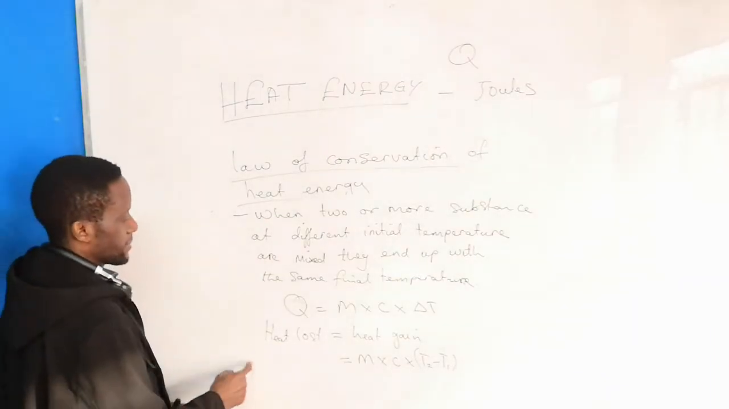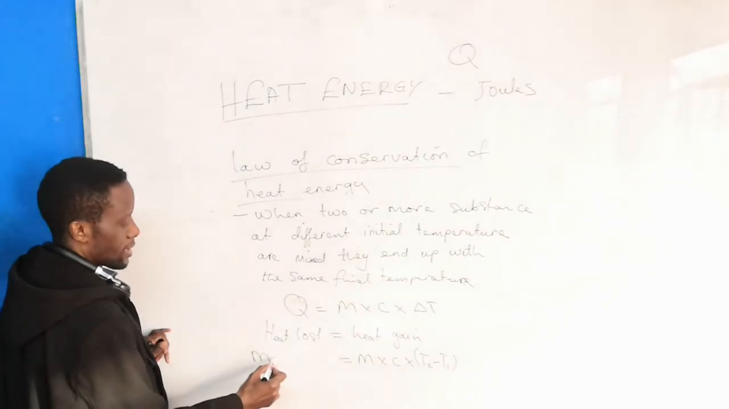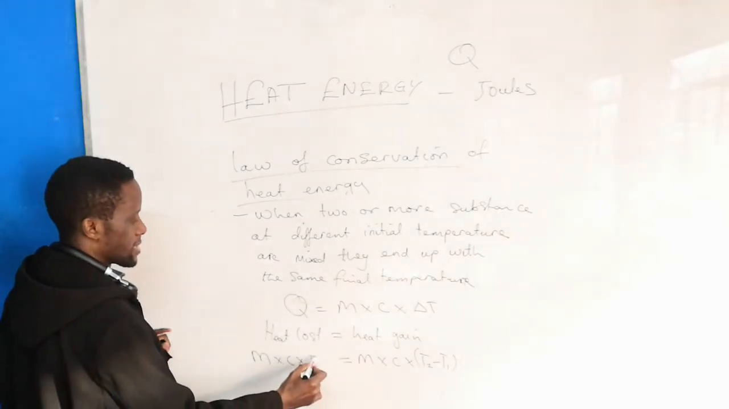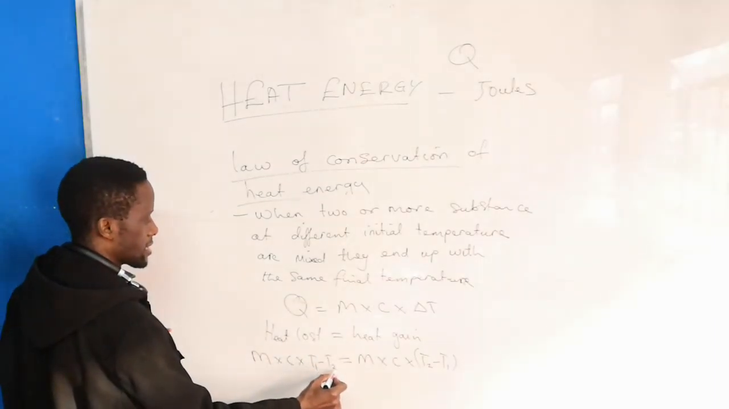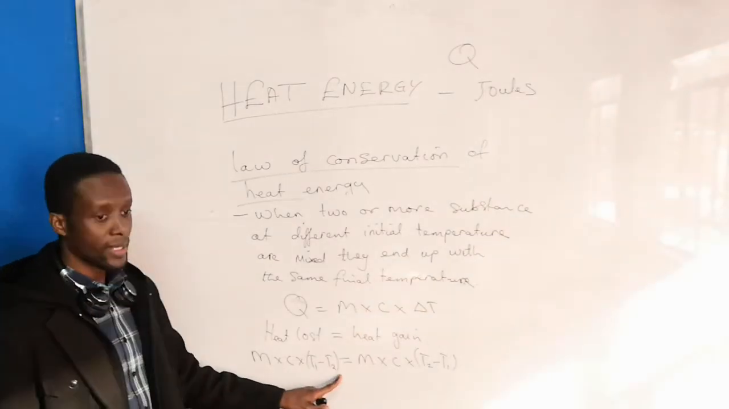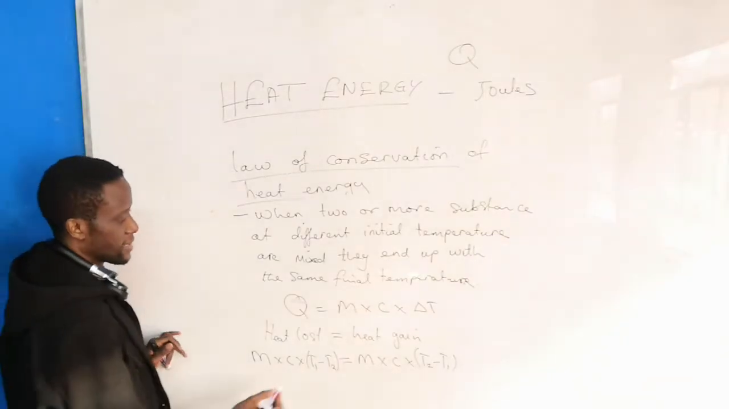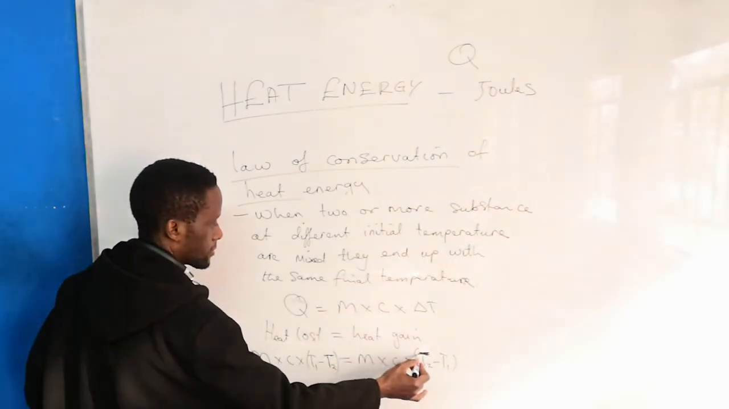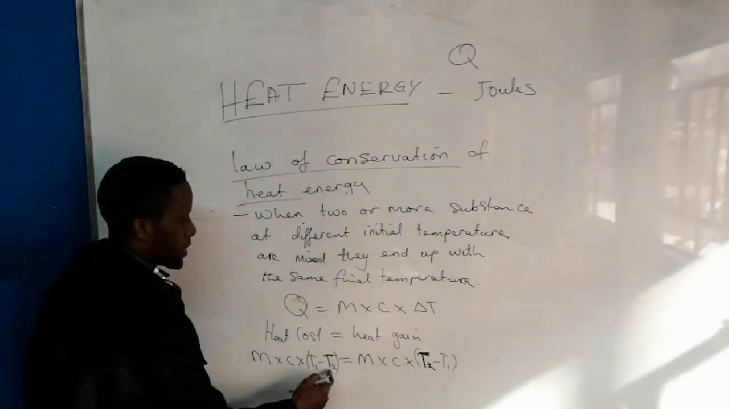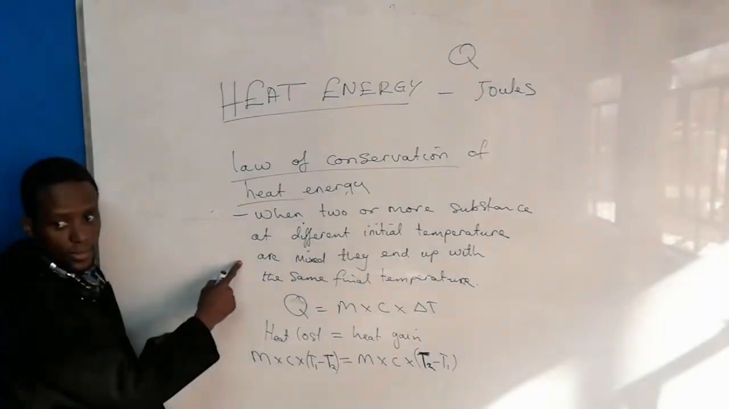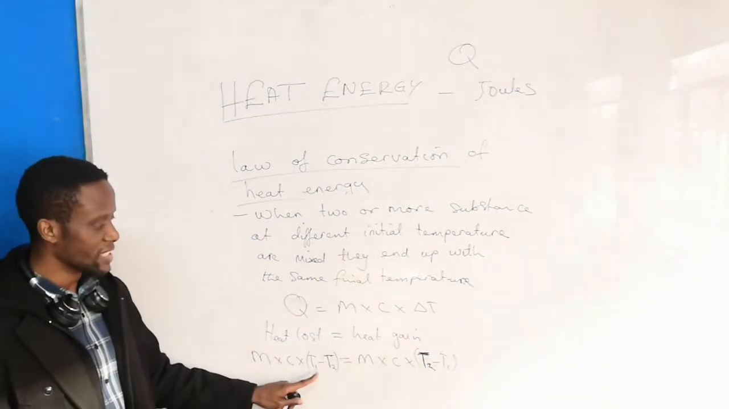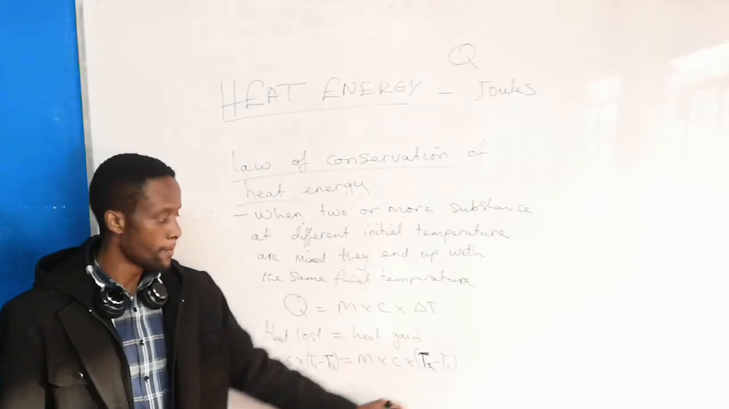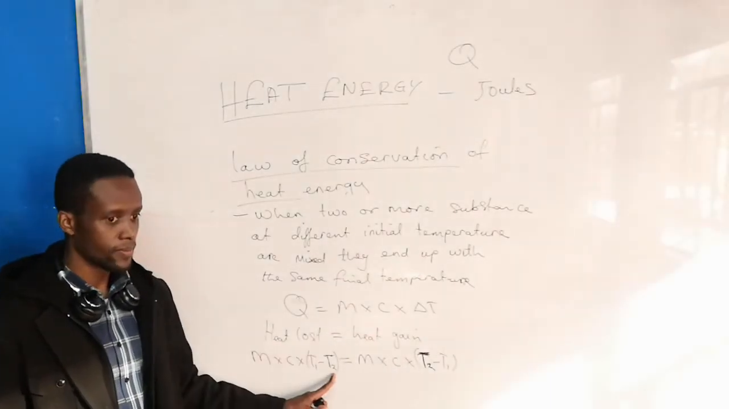On the losing side, the heat loss will still be the same, but the easiest way is to do T1 minus T2. But keep in mind, this T2 and this T2 will be the same, according to what we have just said. They will have different initial temperatures, but their final temperature should be the same.